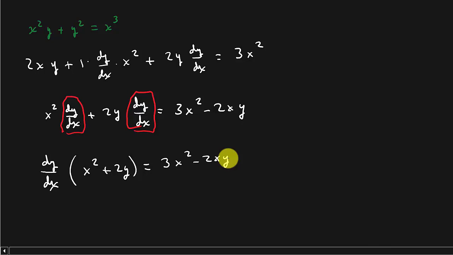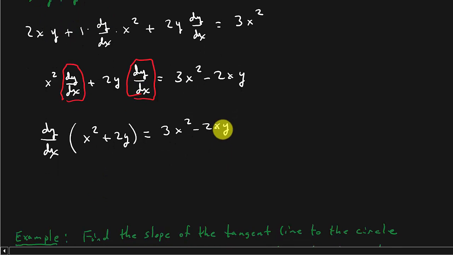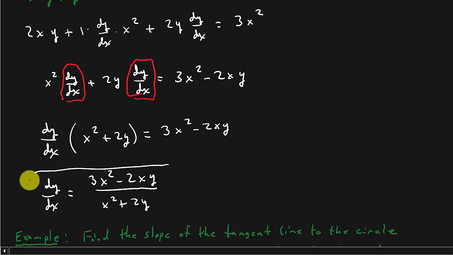2xy. All right. And then I divide both sides by the x squared plus 2y. So I get dy dx is equal to 3x squared minus 2xy over x squared plus 2y. And there's my answer. All right. So you can see it's not that bad.